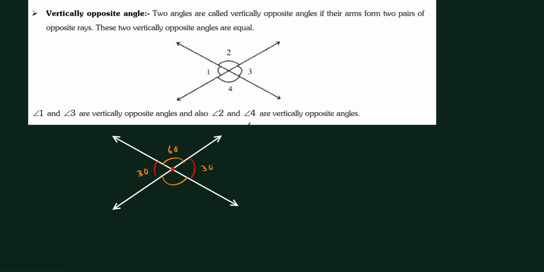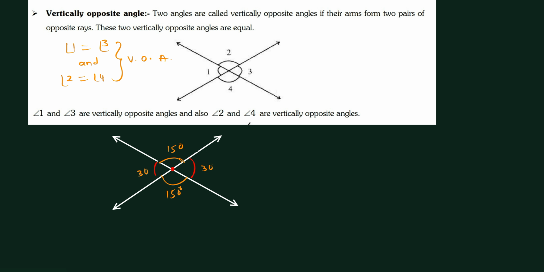Similarly here 60, let us assume this is 60 and 60, and if we add everything in total, what should we get? We should get 360 degrees. 30, 30, 60, 60 is done, and if we subtract that from 360, the remaining 300 split equally gives 150. Okay, let us say this is 150 and 150, and these two pairs of angles we call vertically opposite angles, if their arms form two pairs of opposite rays. These two vertically opposite angles are equal, and here angle 1 is equal to angle 3, and angle 2 is equal to angle 4, and this set of two angles we call vertically opposite angles.